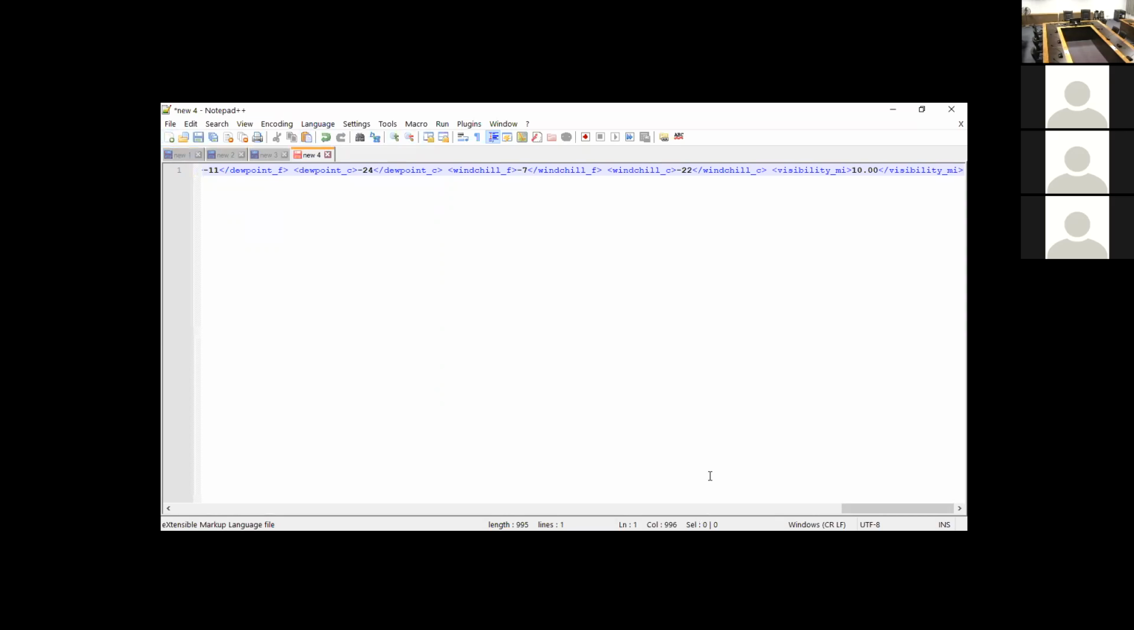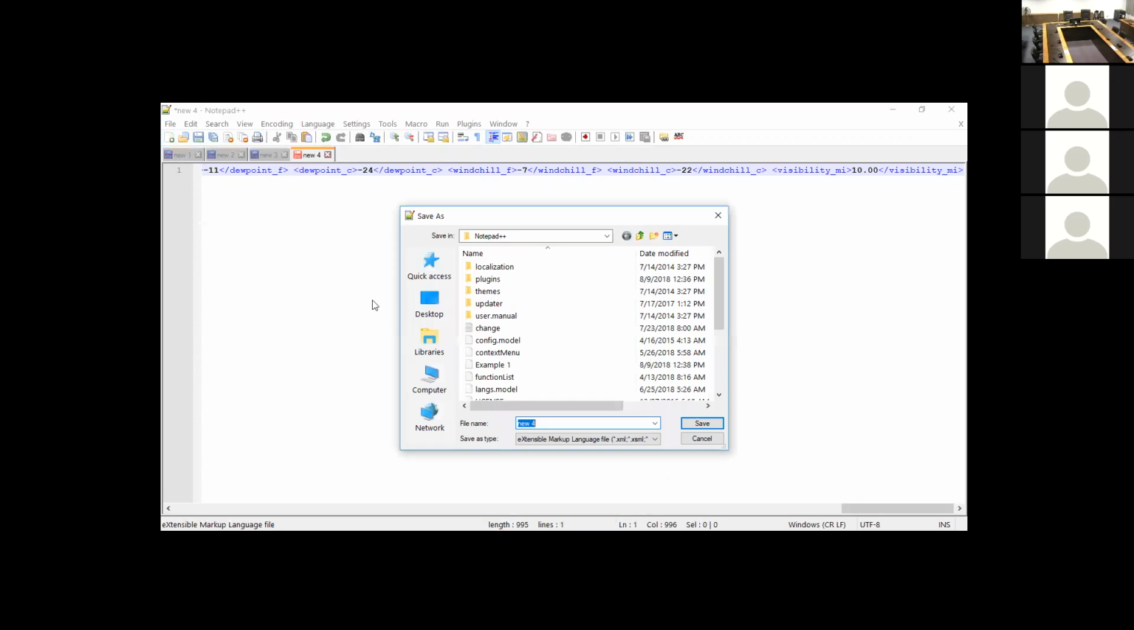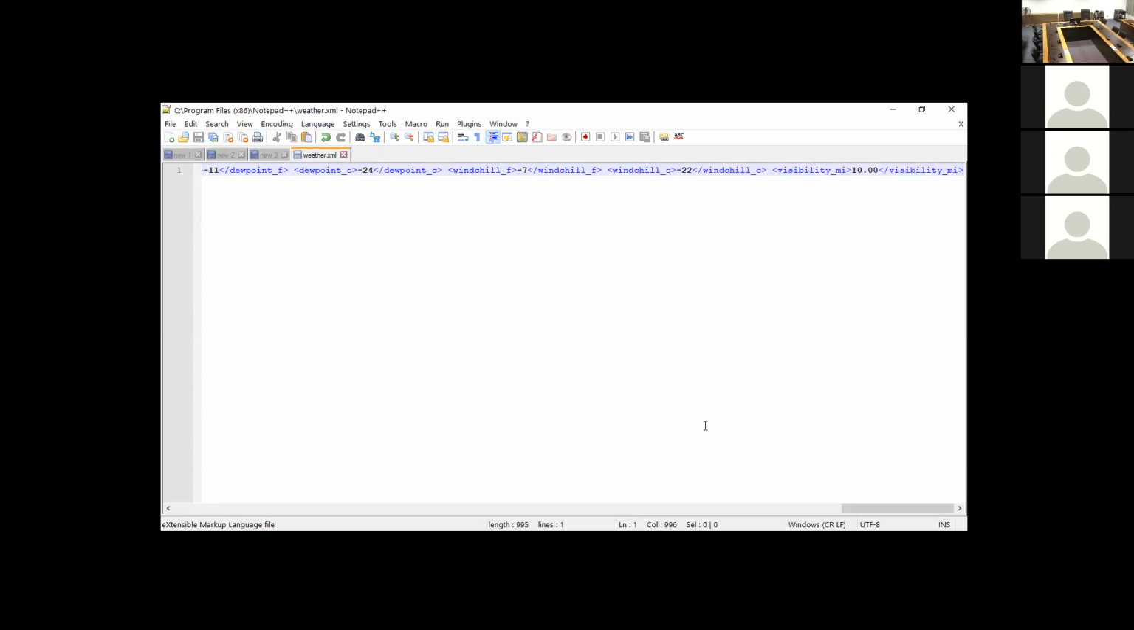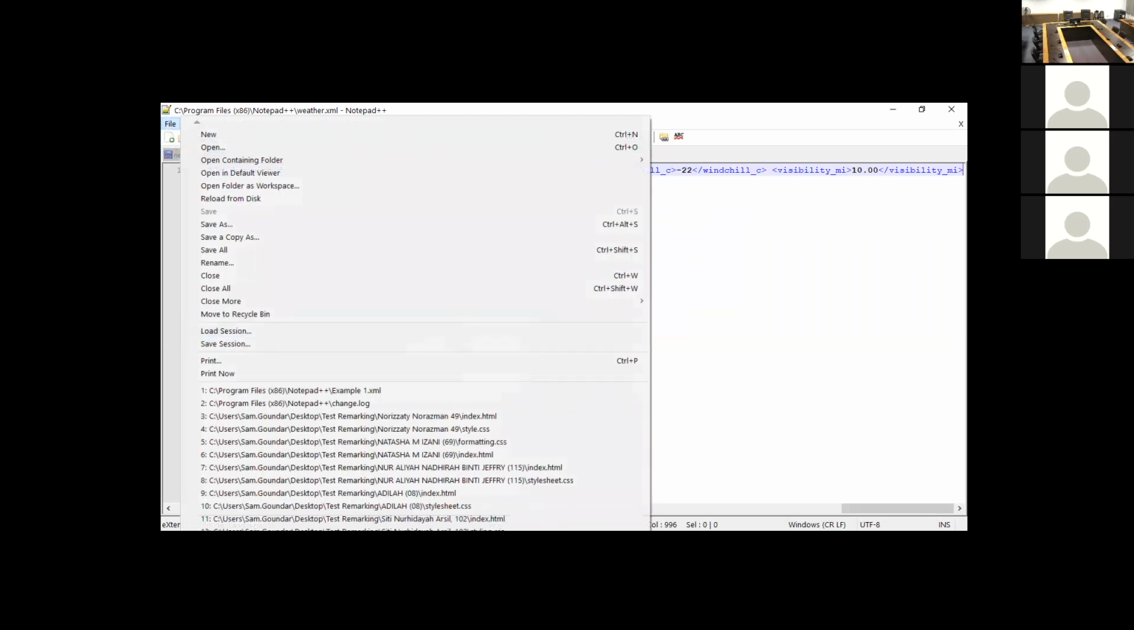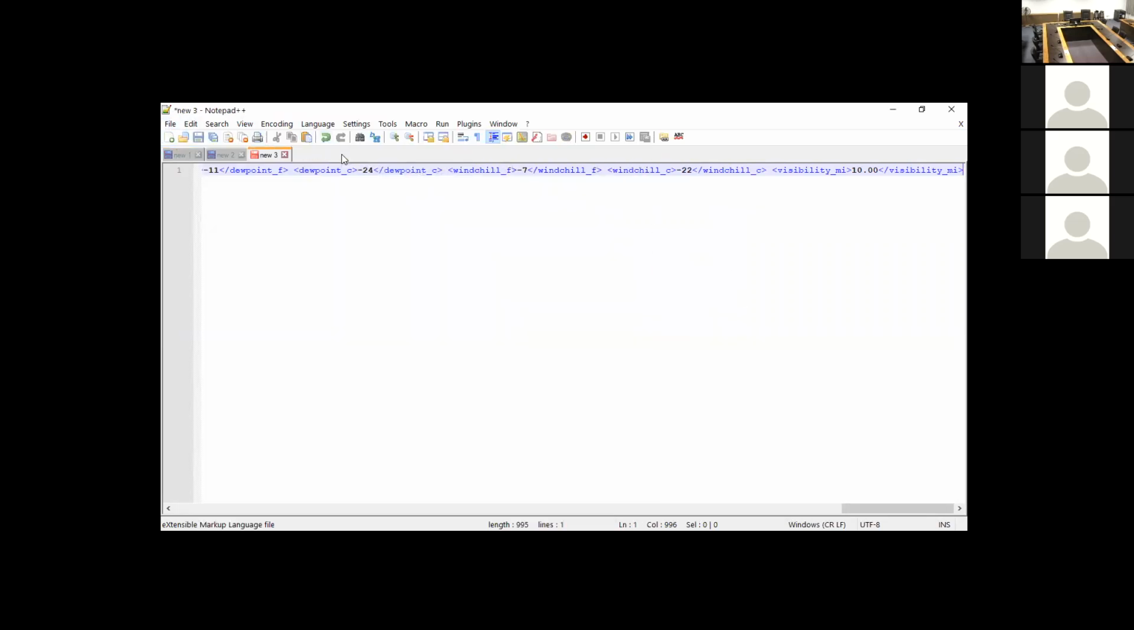There's some more chats. Just save the file as XML. Worked for me. Okay, all right. Let me see. File, save as, I'll call it weather. And then what do I do? Open it again. Close it.